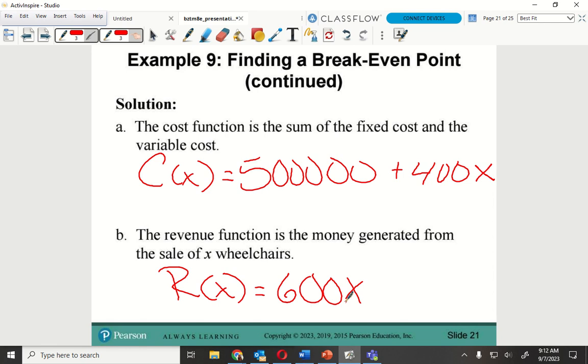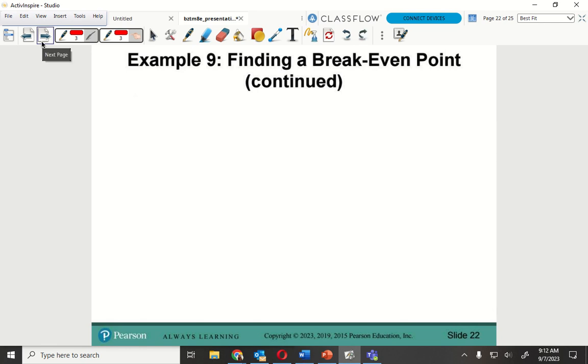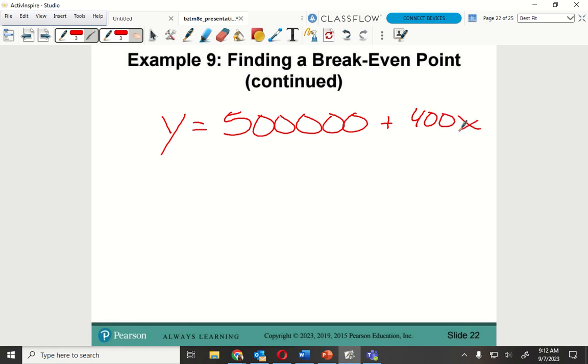So let's go ahead and rewrite this so I can enter this into my calculator. Instead of the C of x function notation, I'm going to write y equals, and my second one's going to be y equals. I'm changing it from function notation to y equals to make your life a whole lot easier.